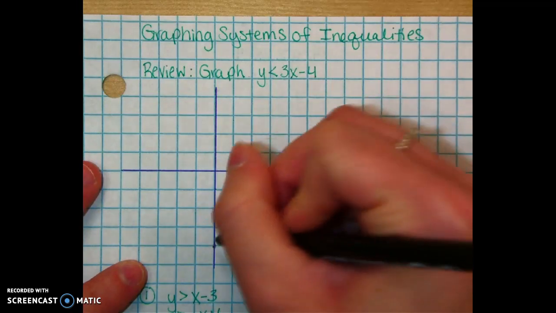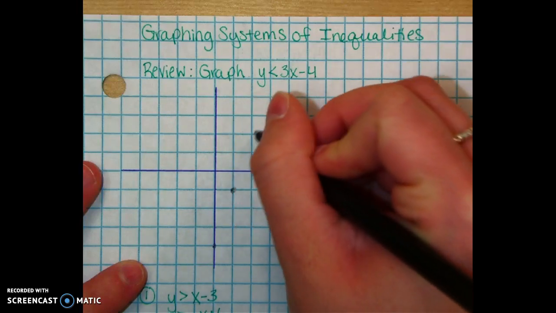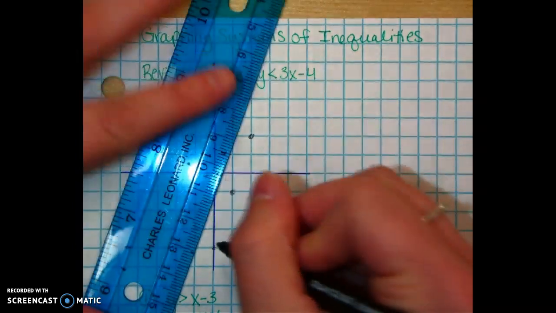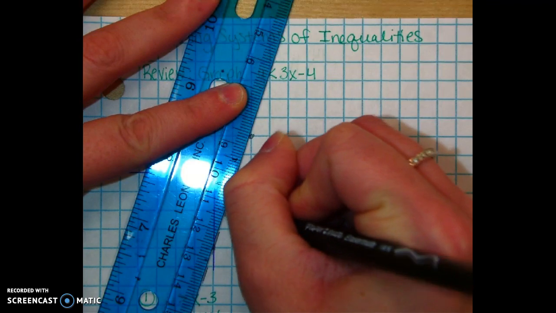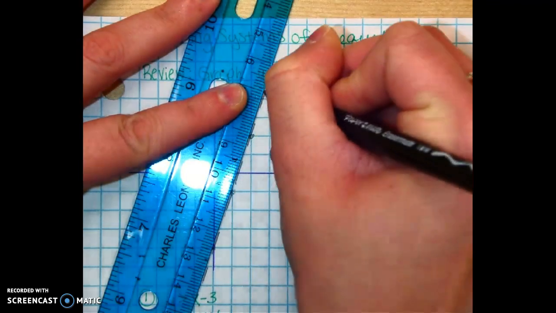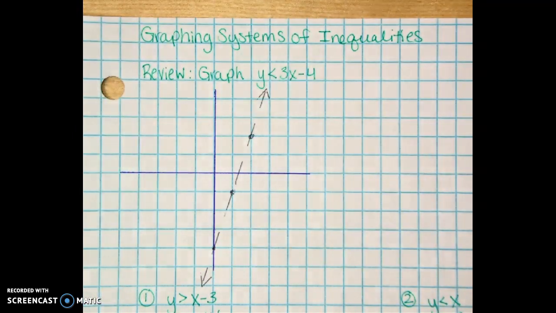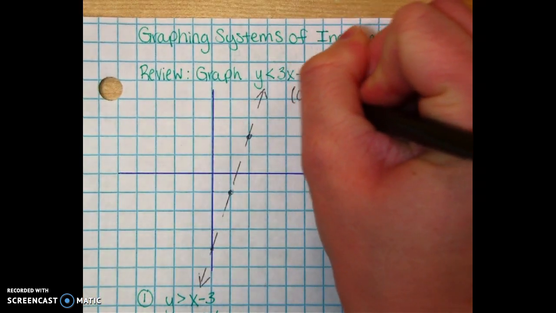and then I go up 3/1. So like I said, it's going to be a dashed line. And now I have to shade. So to figure out where I'm going to shade, I just choose a test point and see if it's true or not. I'm going to try 0, 0 since it doesn't go through that point. So I'm going to try 0, 0.